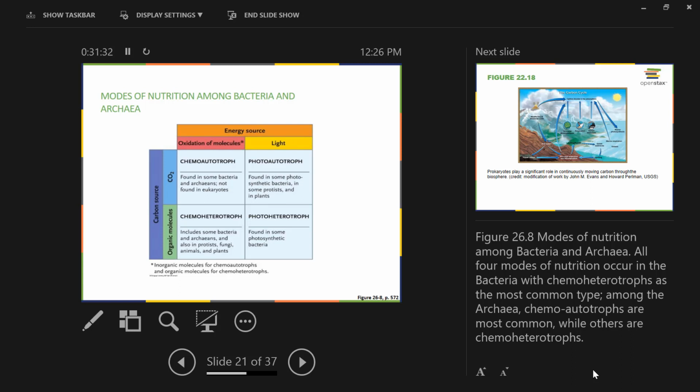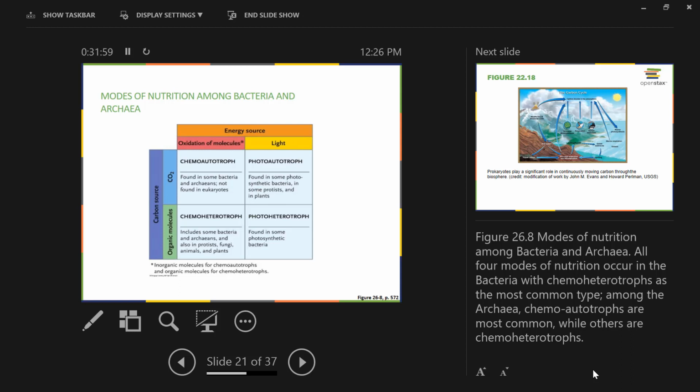But anyways, over here on the left, it shows us where we are getting the carbon. And when I say we, I mean the bacteria. We're not bacteria. But where are the bacteria getting their carbon? Although you could put any organism in here. And then where are they getting their energy? If their carbon comes from organic molecules, then they are a heterotroph. If their carbon comes from carbon dioxide, they are an autotroph.